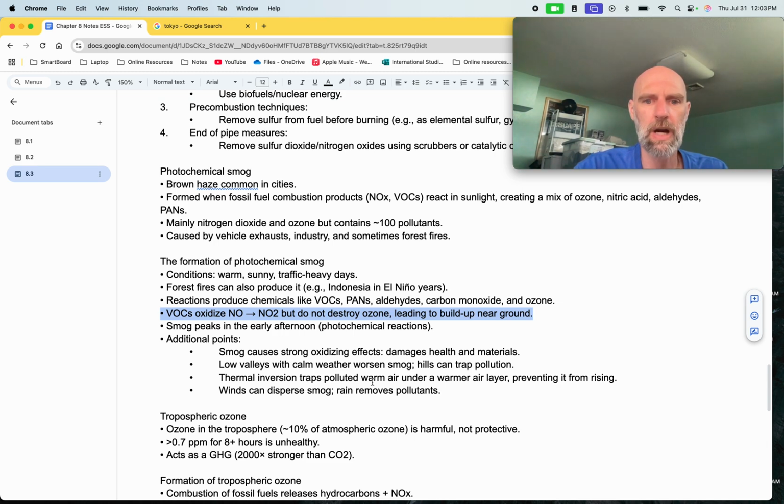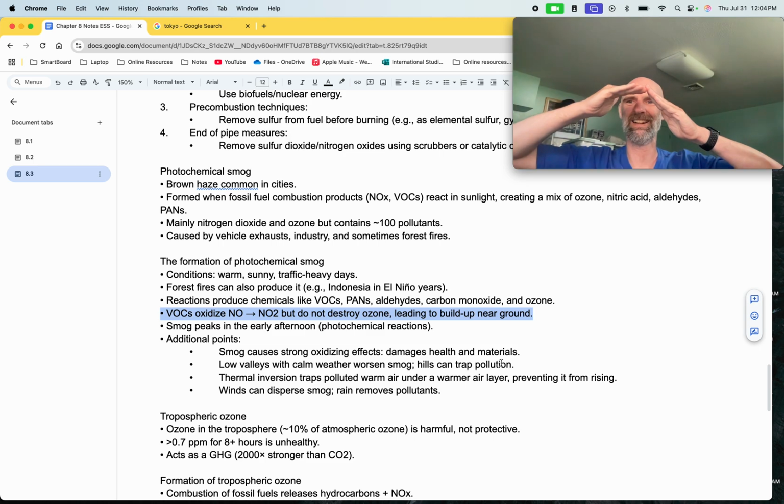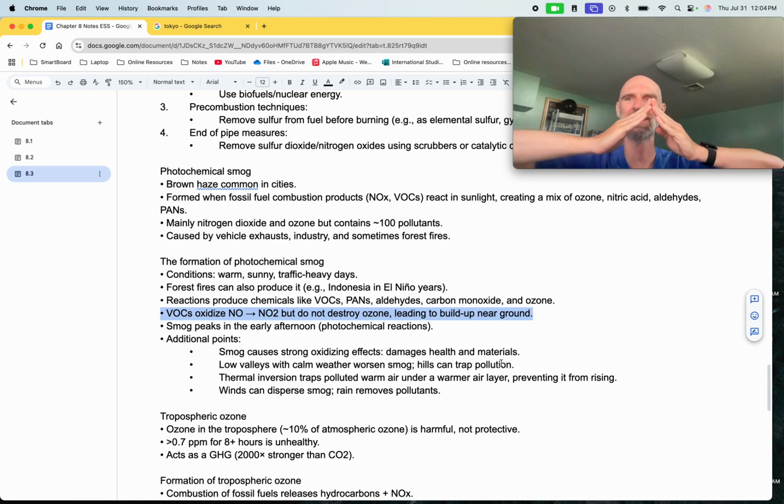Thermal inversion traps polluted air under a warmer air layer, preventing it from rising. So, what is this inversion? You know how we're always taught that higher up on a mountain it's colder, right? And warmer down in the valley. Yeah, like at higher elevations, you can be in the summertime and still have snow on the top of mountains. Really pretty cool, right? Yeah, that's true.